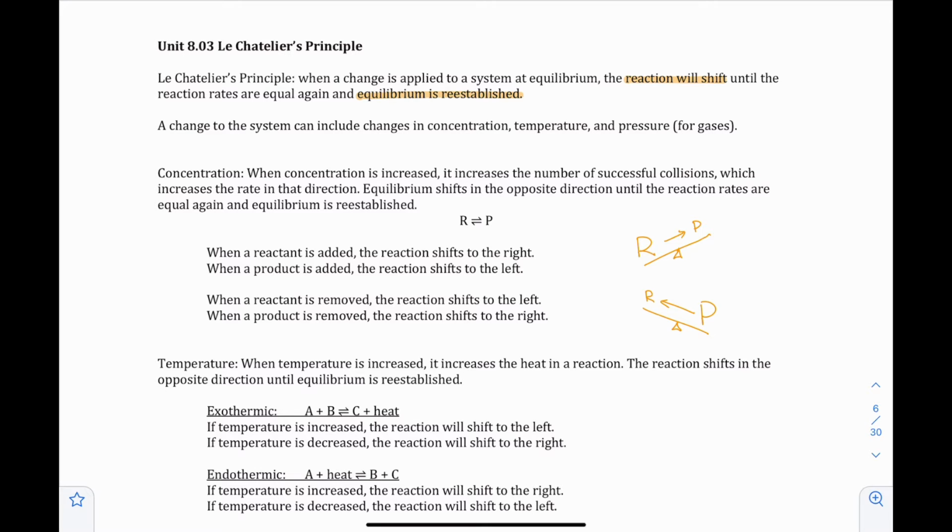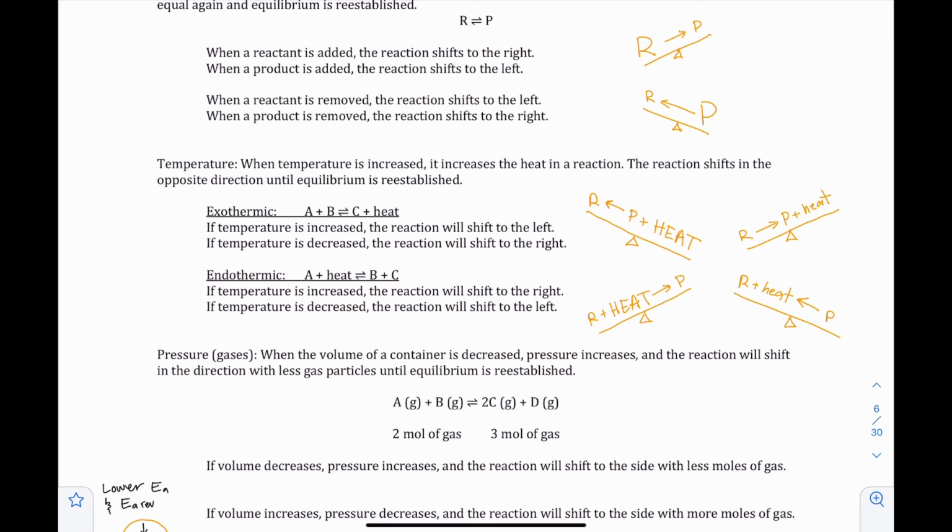So think of it like a seesaw. One side will be heavier and weigh the seesaw down, so the reaction will shift to the opposite side to reestablish equilibrium. The next change we'll discuss is a change in temperature.